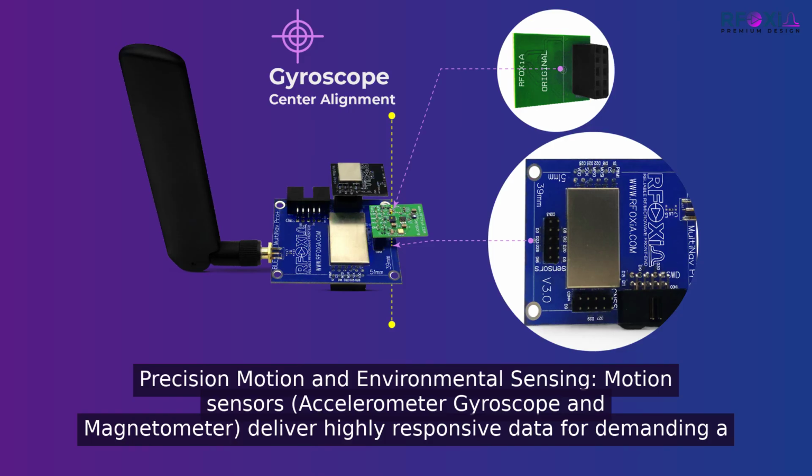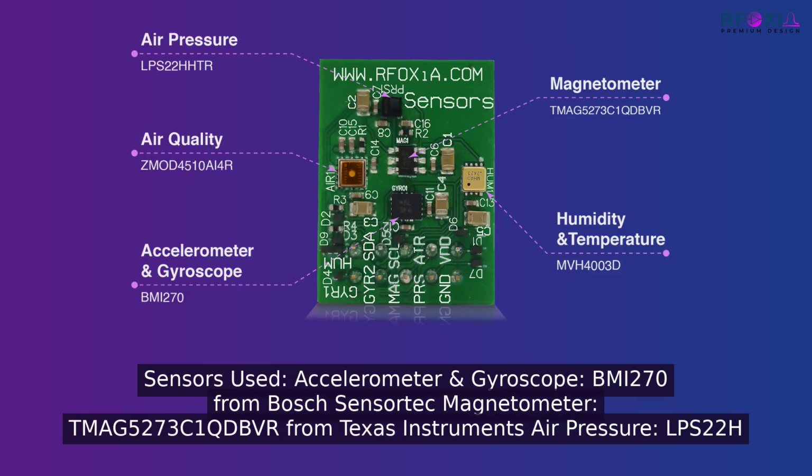The temperature, humidity and air quality sensors give you the environmental context that turns raw telemetry into useful field data. These are the specific chips on the board: BMI 270 from Bosch Sensortec for motion, TMAG 5273 from Texas Instruments for magnetics, LPS 22HH from ST Microelectronics for pressure, MVH 4003D from MEMS Vision for humidity and temperature, ZMOD 4510 from Renesas for air quality, each one selected in part because its default I2C address does not collide with any other device on this board.